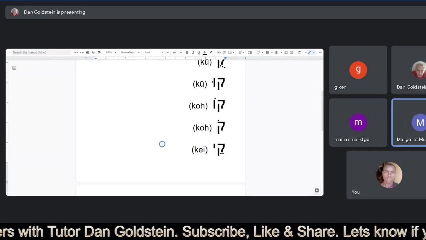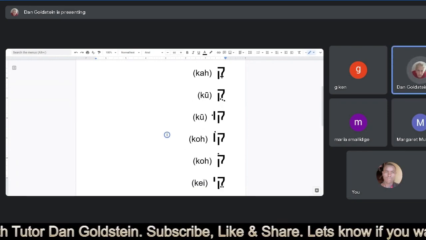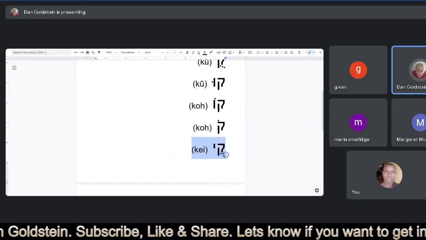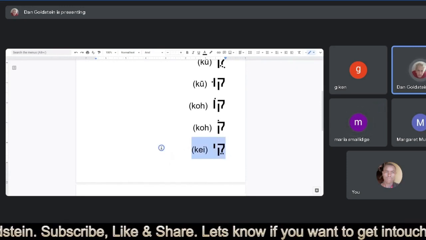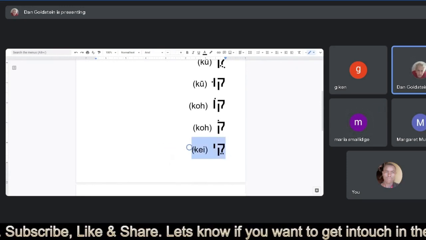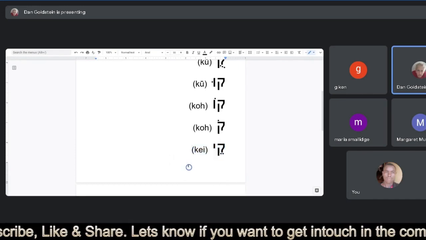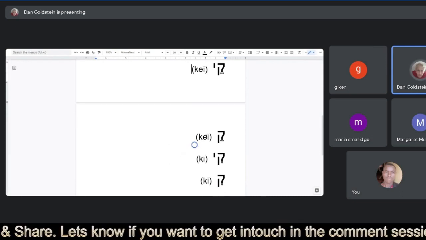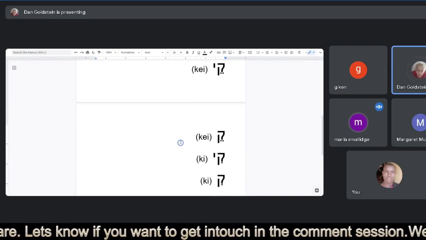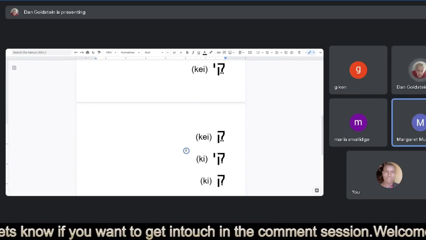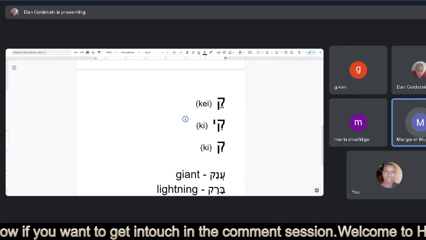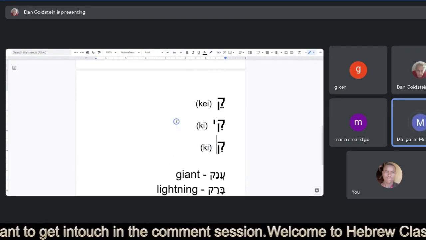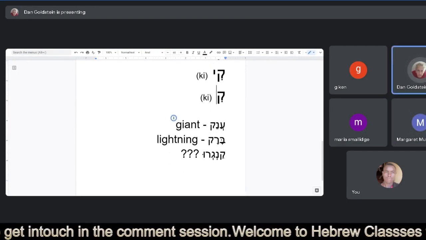Ke. Okay. And actually, there should be one more instance of the K. Let me see if I can do this on my computer. Oh, there it is. Continue, please. Ke. Okay. Ki. Ki. Cool. Very nice.